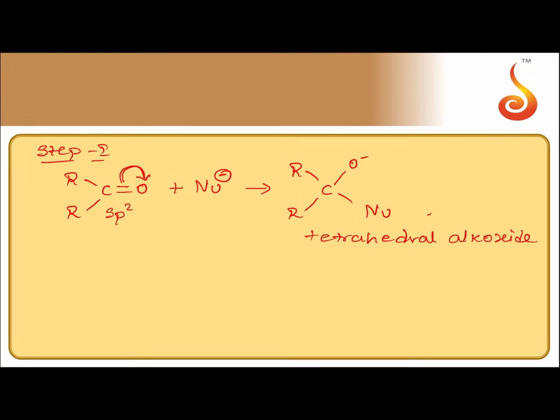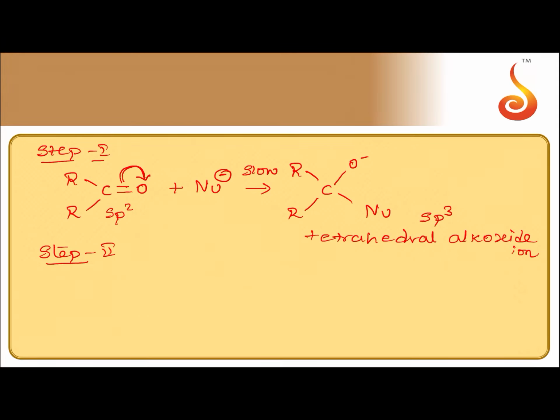So the sp2 hybridized carbon atom is now giving a tetrahedral intermediate, meaning an sp3 hybridized intermediate. So the carbonyl group reacts with the nucleophile and forms a tetrahedral alkoxide ion as intermediate. And this step is the slowest step. We know the slowest step is always the rate determining step. So this step is the rate determining step.